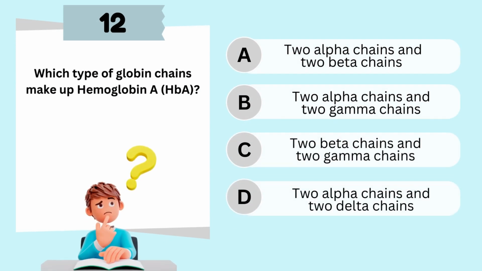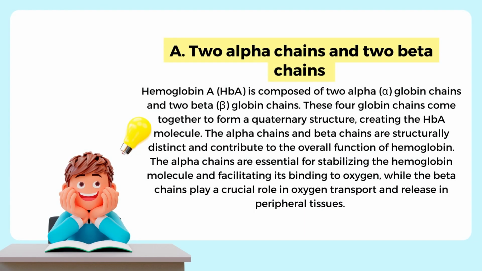Which type of globin chains make up hemoglobin A? The correct answer is A. 2-alpha and 2-beta chains.